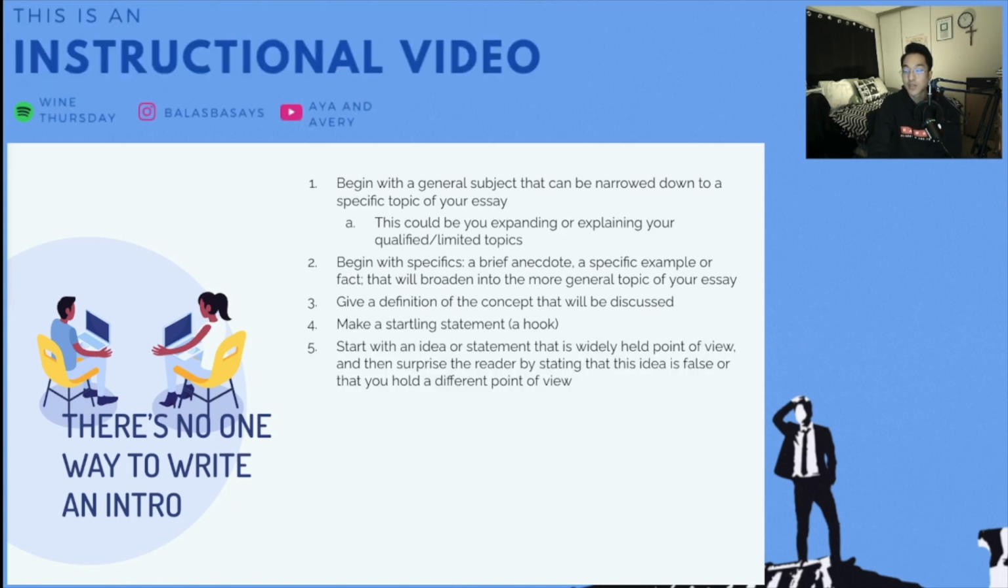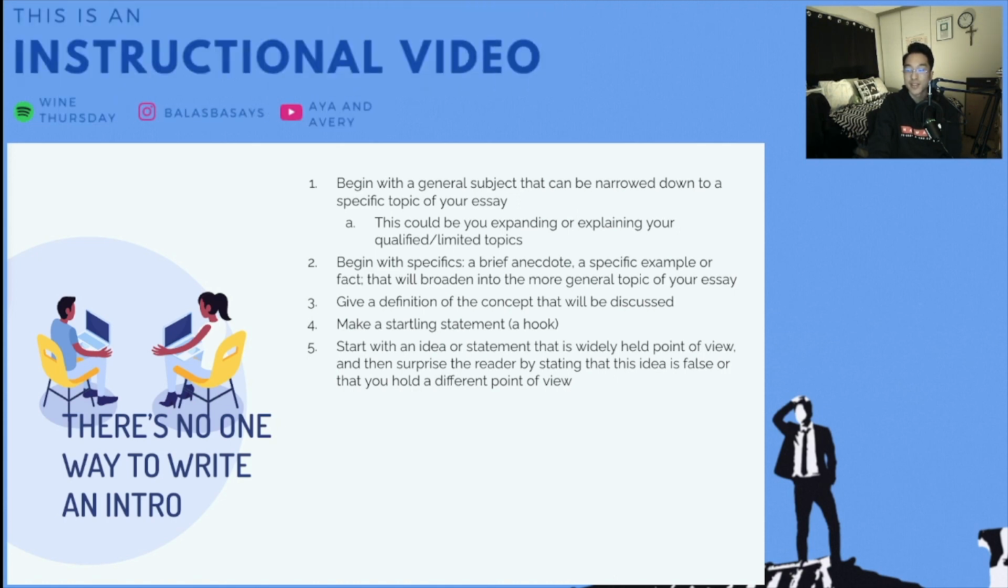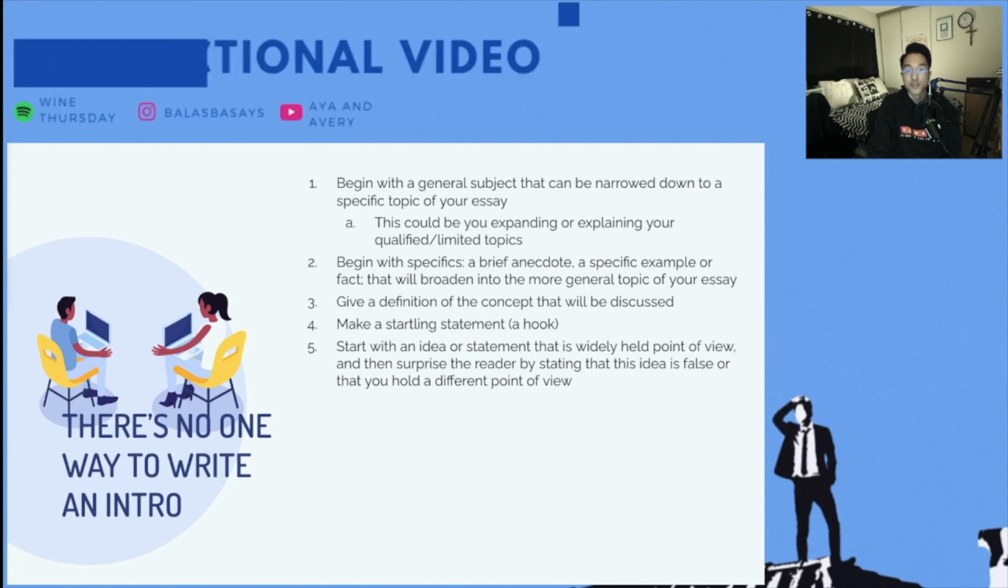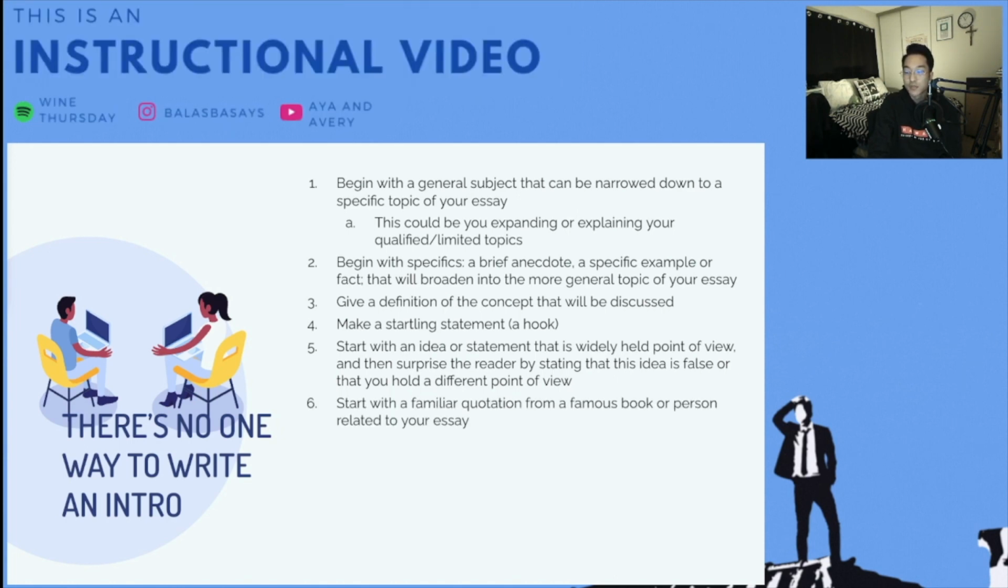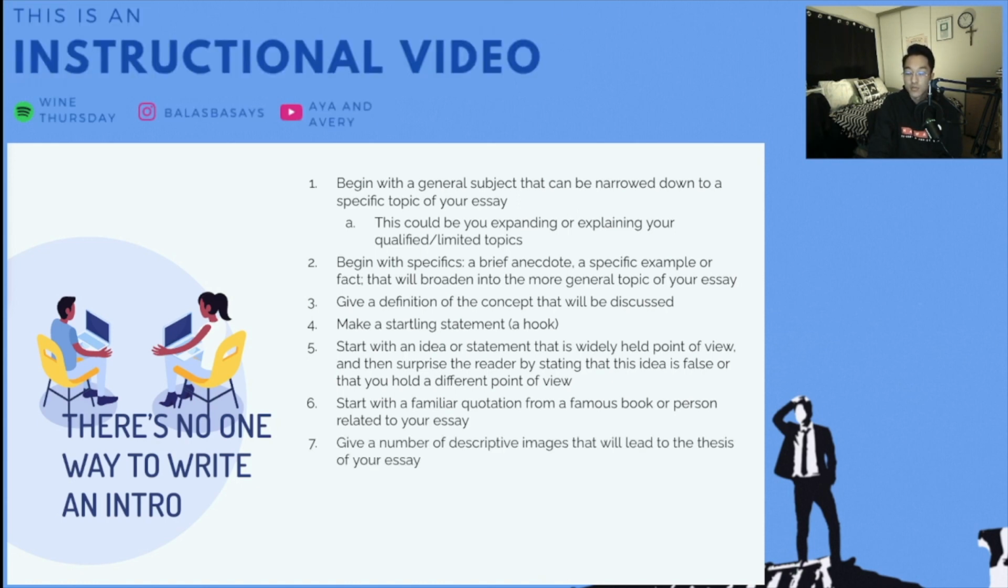start with an idea or statement that is widely held point of view, and then surprise the reader by stating that this idea is false or that you hold a different point of view, which is also a form of a hook. Start with a familiar quotation from a famous book or person related to your essay. Give a number of descriptive images that will lead to the thesis of your essay. Ask questions that you intend to answer. Could be any one of the prompts.